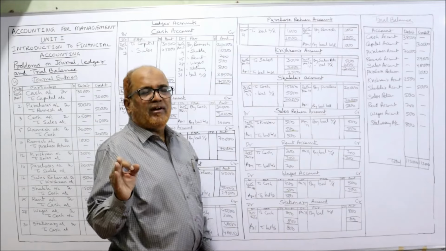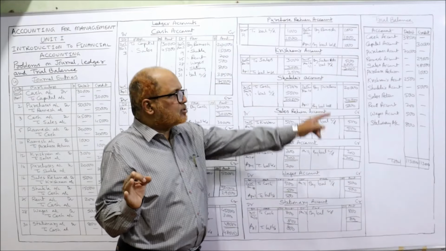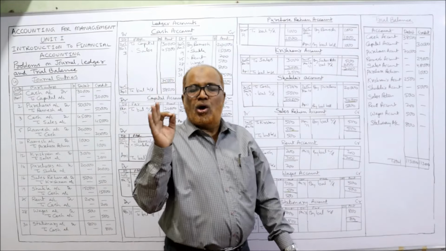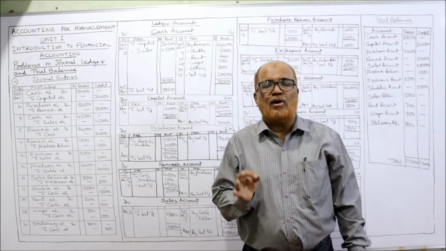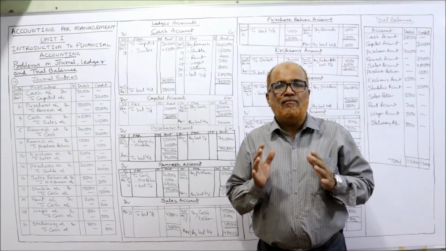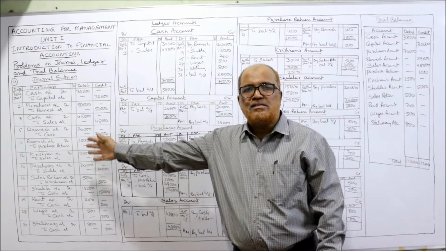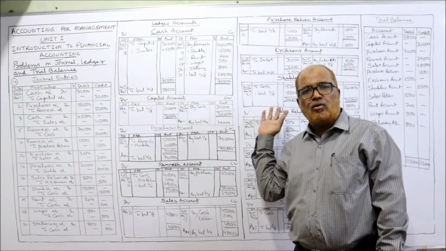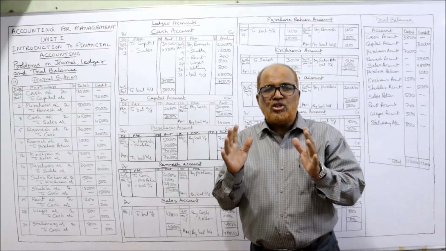Remember, this passing of entries, posting them into ledger accounts and making the trial balance, these are the basic or fundamental steps for the accounting subject. Everybody must know it. Every student must know how to pass the entries, how to post them into ledger accounts and how to make the trial balance. I've explained each and everything.